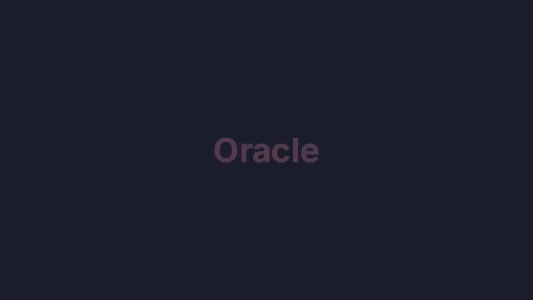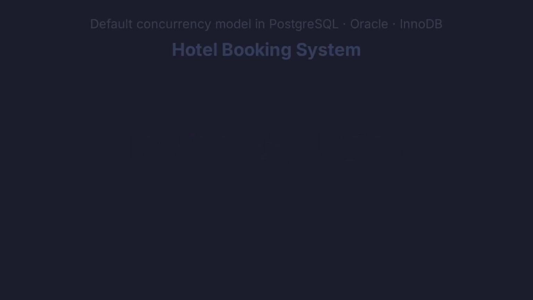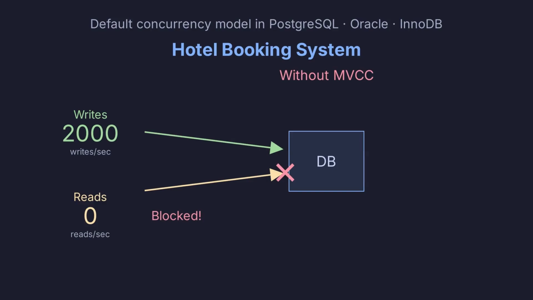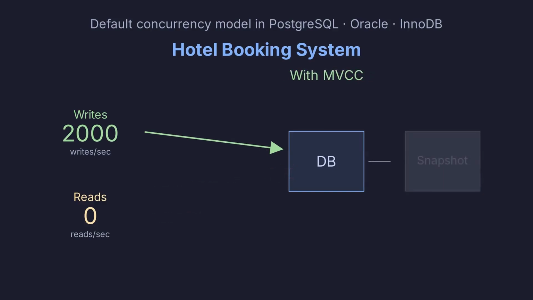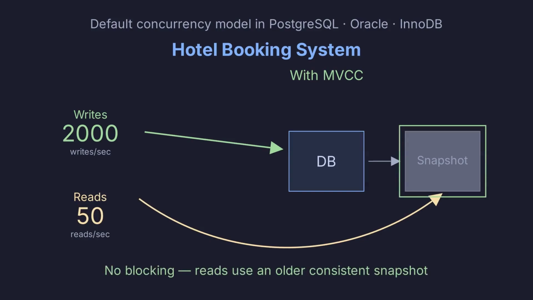MVCC is the default concurrency model in Postgres, Oracle, and InnoDB. It's what makes them scream in write-heavy OLTP workloads. Imagine a hotel booking engine handling thousands of reservations a minute, while customer-facing queries constantly check room availability. Without MVCC, a booking update would stall every price check query. With MVCC, those reads just pick an older, consistent snapshot and carry on.